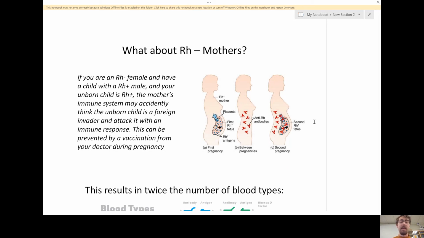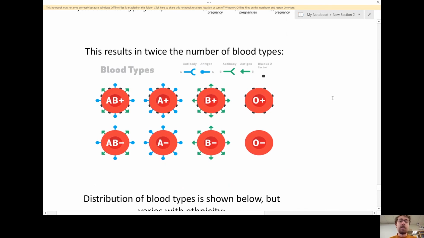It used to be a very common cause of miscarriages. Now, it's very common to receive a vaccination to suppress this immune response during pregnancy. So this has helped out many families. Right, so when we are looking at this Rh factor, we end up with 8 possible blood types.